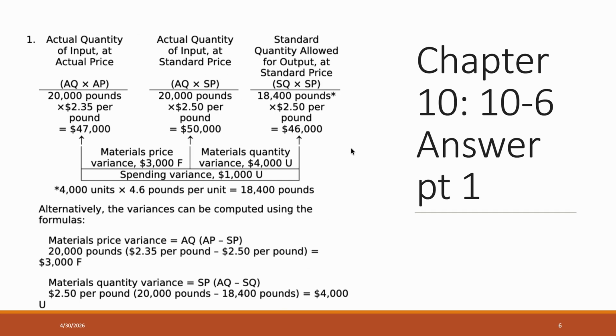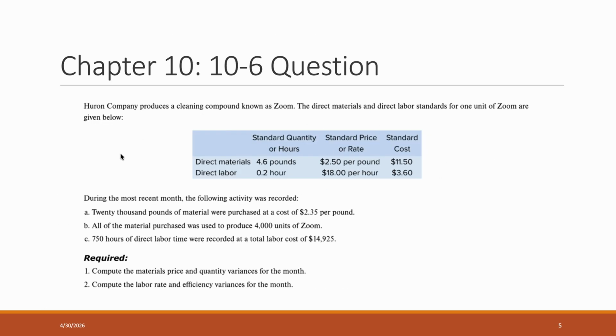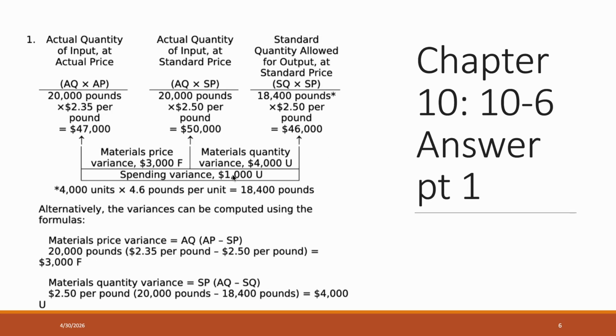Now in the middle of our triangle here, we're going to be using the actual quantity times the standard price. So we're going to be using that same actual quantity in the first part of 20,000 pounds times the standard price that's given to us in this table. It's going to be $2.50 per pound. So our standard price of 20,000 pounds is going to be 20,000 times 2.50, so the standard price is going to be $50,000.